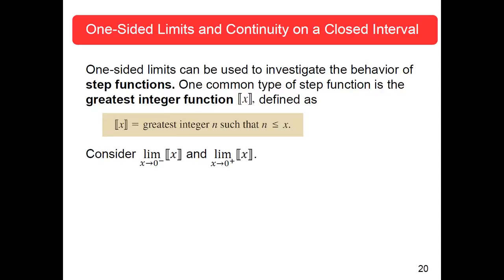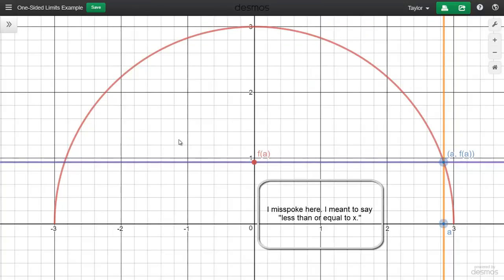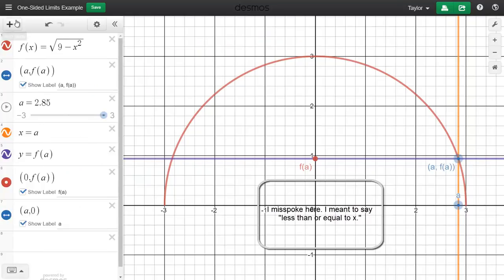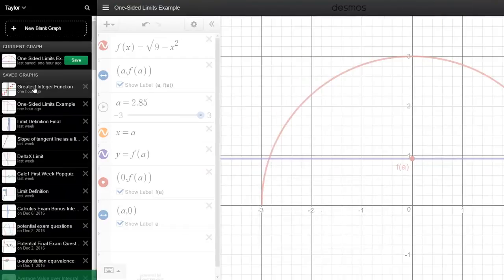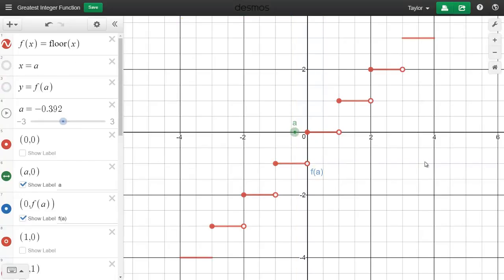Okay, so you plug in an x value. You return the greatest integer such that that integer is less than x. Now here's what the graph looks like. Let's see here. I think I have it saved. Yes, greatest integer function. Here's what the graph looks like. Now let's turn off that blue line, turn off green, and there you go.